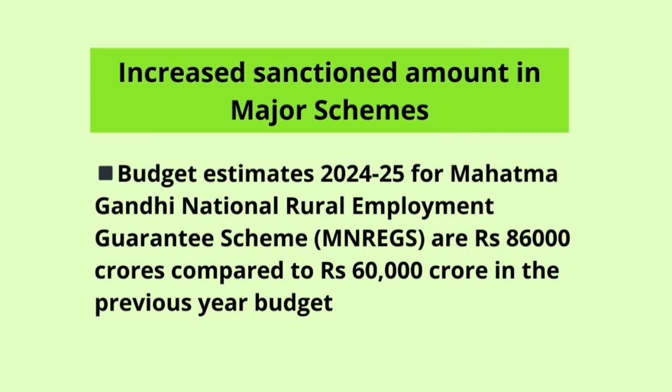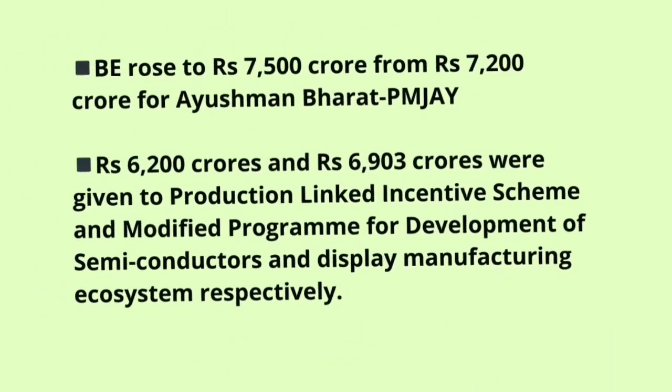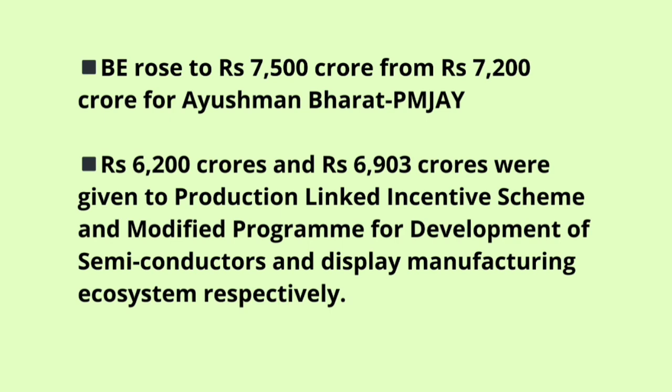Increased sanction amount in major schemes. Budget estimates 2024-25 for Mahatma Gandhi National Rural Employment Guarantee Scheme are rupees 86,000 crores compared to rupees 60,000 crores in the previous year's budget. Budget estimates rose to rupees 7,500 crores from rupees 7,200 crores for Ayushman Bharat PMJAY, rupees 6,200 crores and rupees 6,903 crores were given to the production linked incentive scheme and modified program for development of semiconductors and display manufacturing ecosystem respectively.